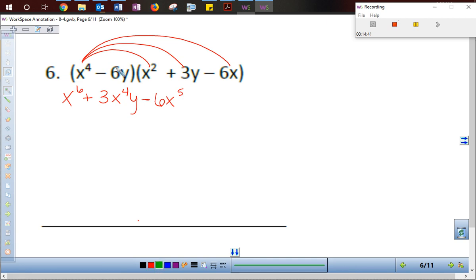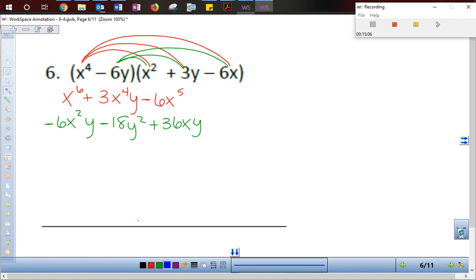My second term, negative 6y, being distributed, gives me a result of negative 6y times x squared, which gives me negative 6x squared y, because it needs to be in alphabetical order. Negative 6 times 3y gives me negative 18y squared, and negative 6y times negative 6x gives me positive 36xy.